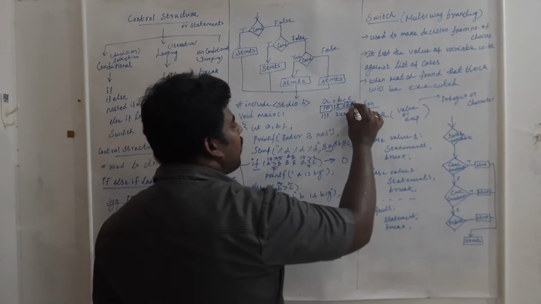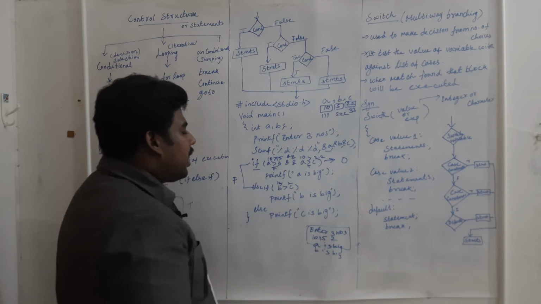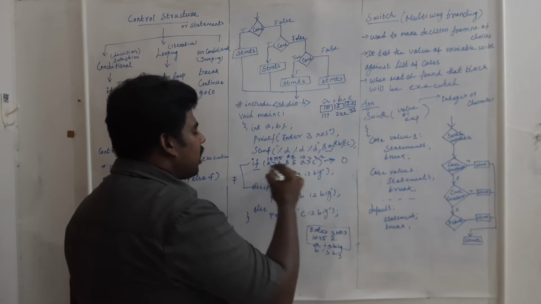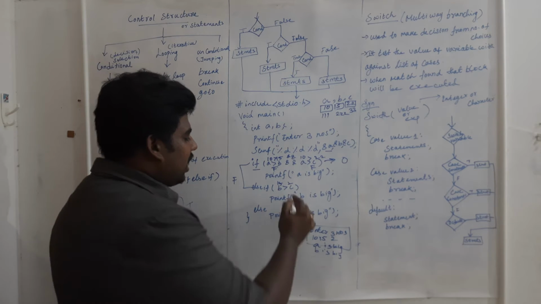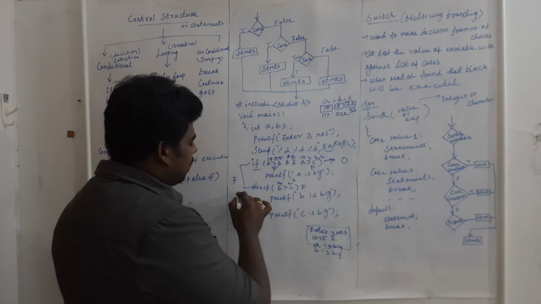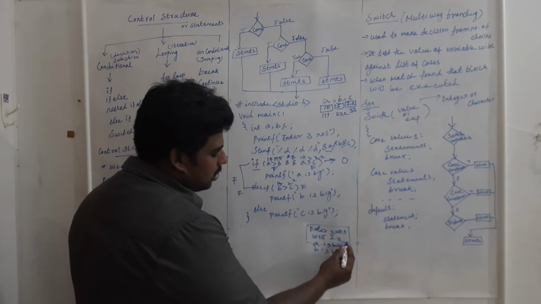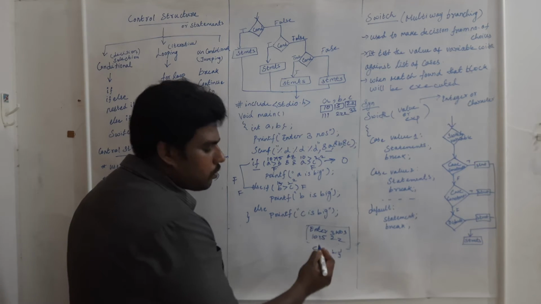Suppose your C value is 22. A greater than 15, false. A greater than B, false. A greater than C, false. Again here B greater than C, false. So both the conditions are false. So the else statement will print C is big if C value is 22.